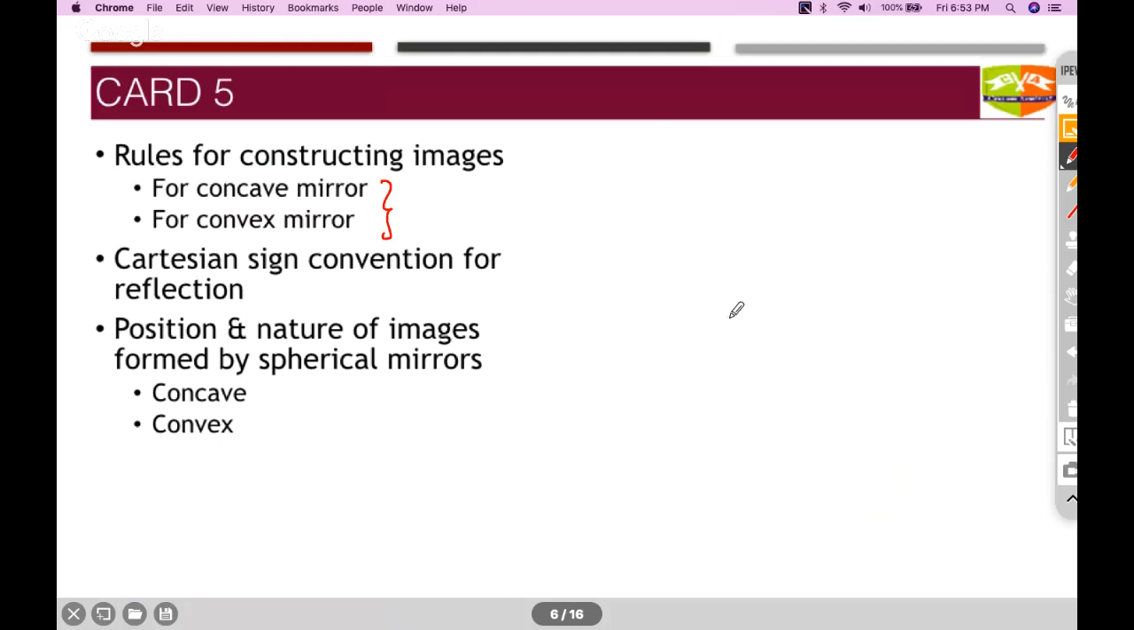Now what is the Cartesian sign convention for reflection? I'm telling it for concave mirror, and it is true for convex mirror also.